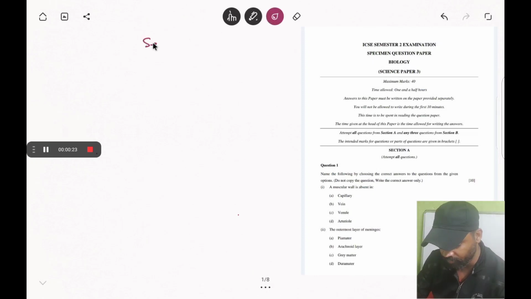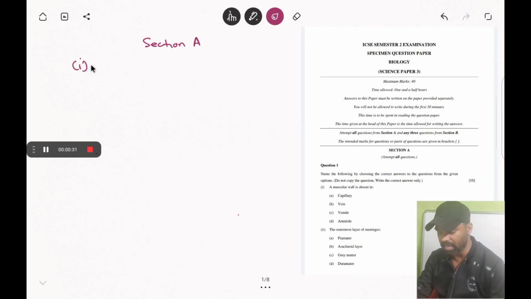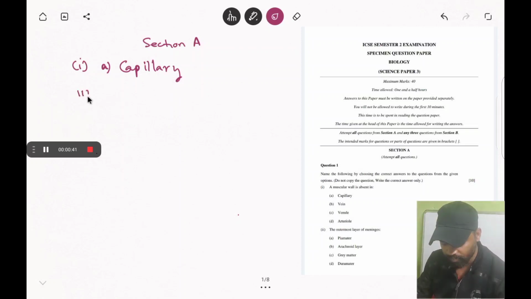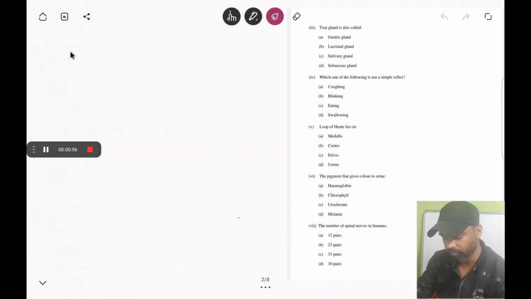Section A first. This is MCQ number 1. A muscular wall is absent in capillary. Yeah, that's my correct option. Now, number 2. The outermost layer of meninges is duramater. So option D is my correct option. That is duramater. Done.